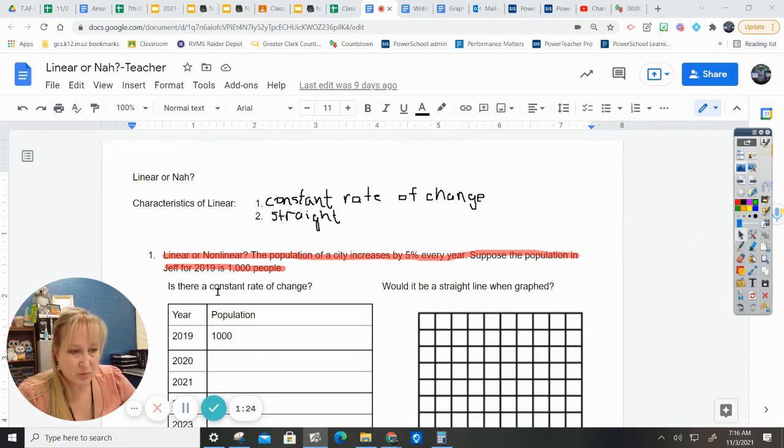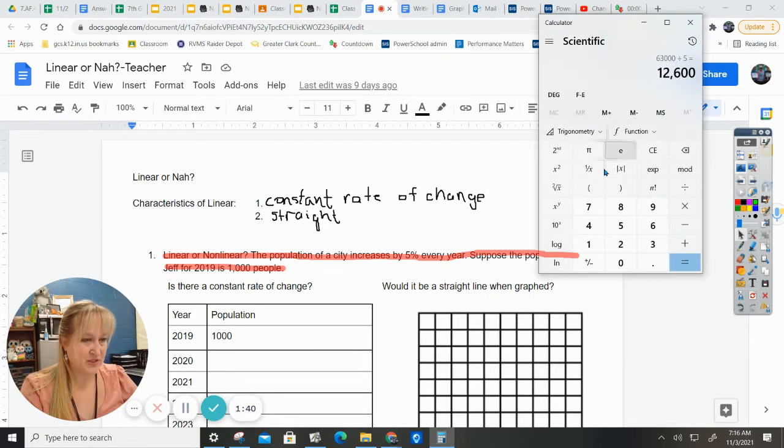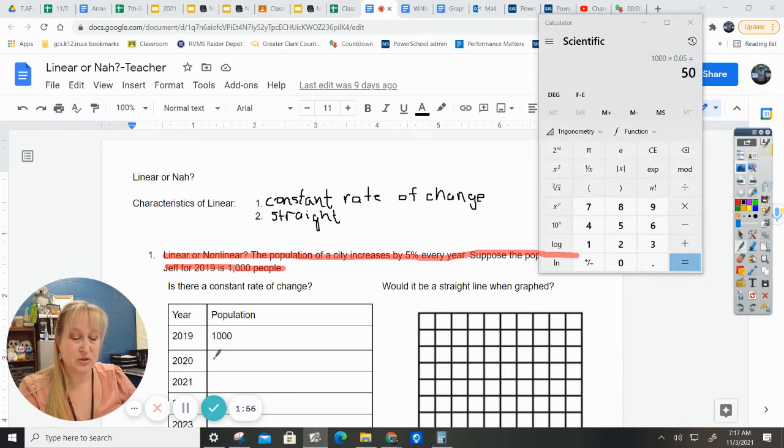So we need to find out what 5% of 1,000 people is. Well, I have 100% of my population is 1,000, but I have to add 5% to it. So to find 5% of something, I'm going to take it times 0.05, because that is 5%. So 50. So that means that the new population in 2020 is 1,050. Okay.